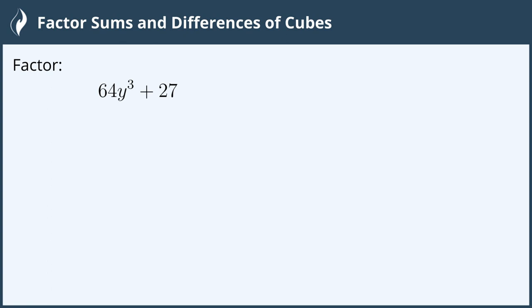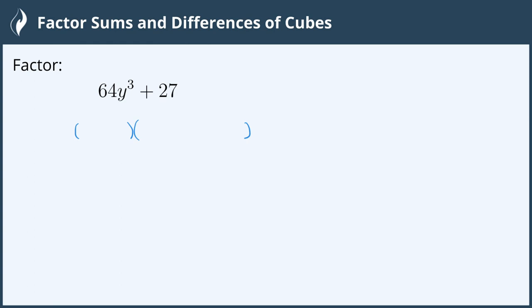The trick with factoring sum and difference of cubes is that we will follow a pattern in which we factor into a binomial and a trinomial. And we fill it in the exact same way for a sum or a difference of cubes, except that the signs will be different. And we'll follow a pattern for that as well.